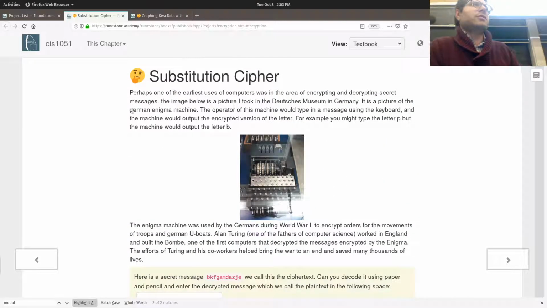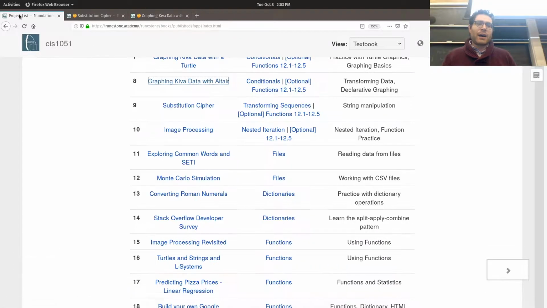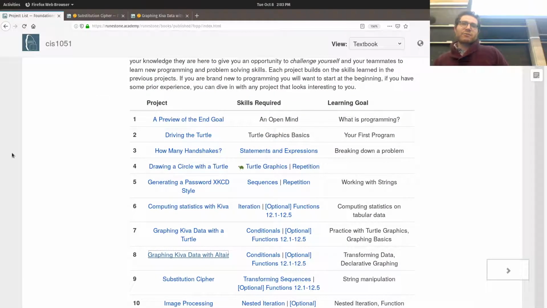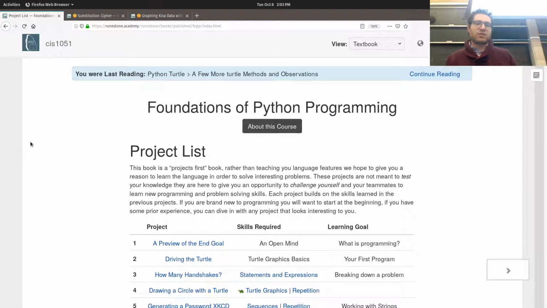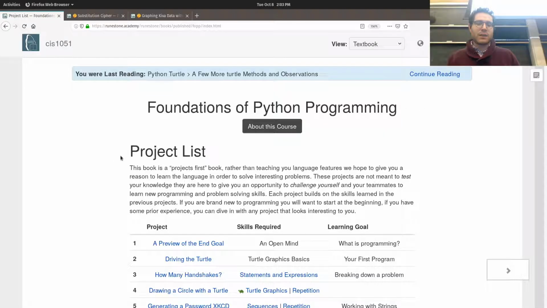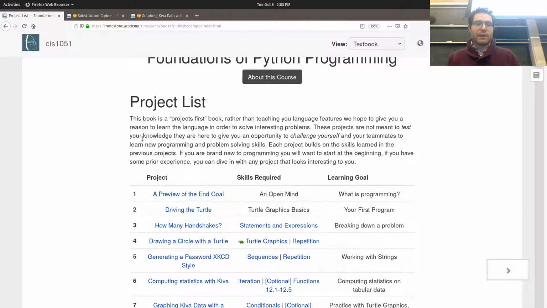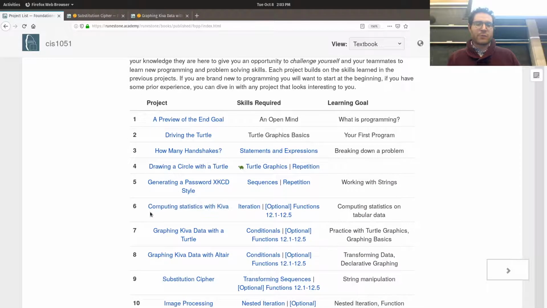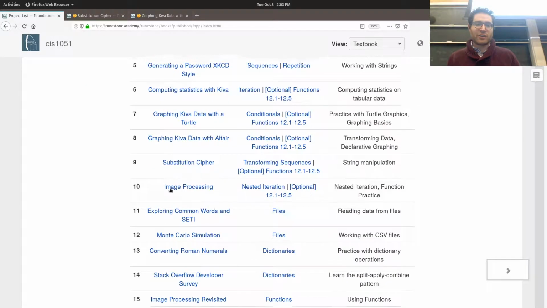So today we're going to learn a bit of the history of computing in terms of doing cryptography. Now, I'd love it if you could work along with me on this one. To find this, you can just go to the Foundations of Python Programming, right into our textbook, and click on project number 9.